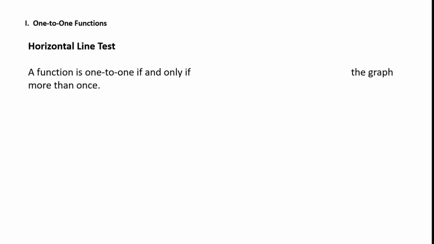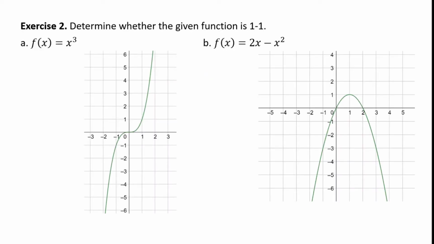And the horizontal line test. A function is one-to-one if and only if no horizontal line intersects the graph more than once. Determine whether the given function is one-to-one. A. F of x equals x cubed.